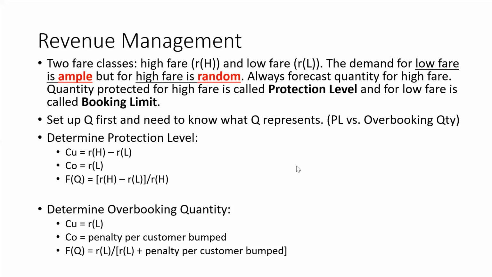Okay, so let's go back. The CO is the penalty per customer bound. So for F of Q you plug in RL divided by RL, the low fare, plus the penalty per customer bound.